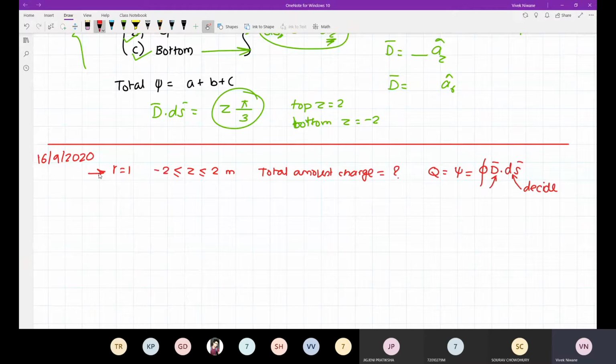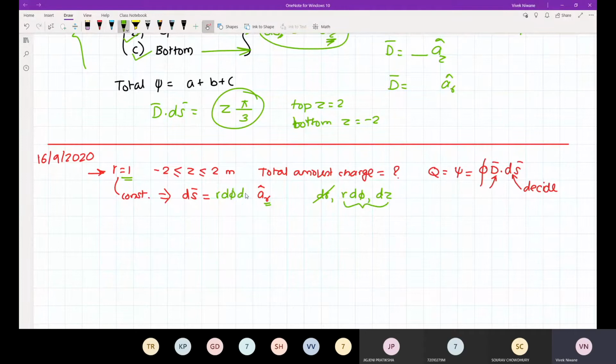Look at the definition of the given surface. R is equal to constant. Therefore we are going to choose an expression of dS bar which will have an AR cap component. In the cylindrical coordinate system we have three differential terms: dr, r d phi, and dz. Since we have an AR cap component, or R is equal to constant, we will discard dr and choose the remaining two. So r d phi dz is the appropriate surface element for our calculation.